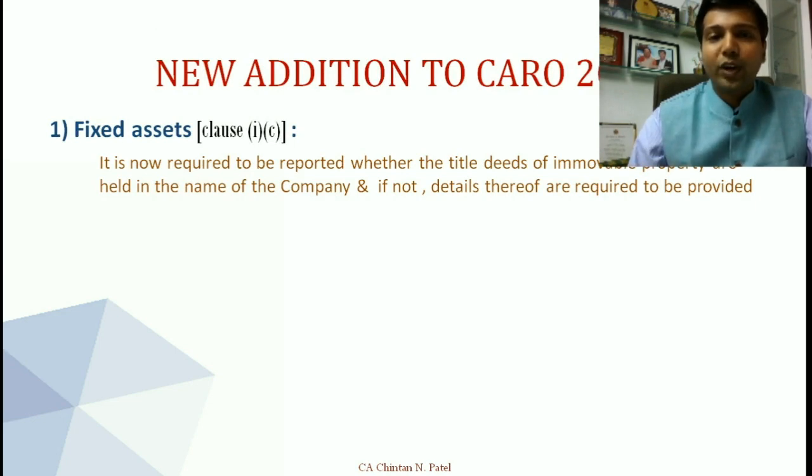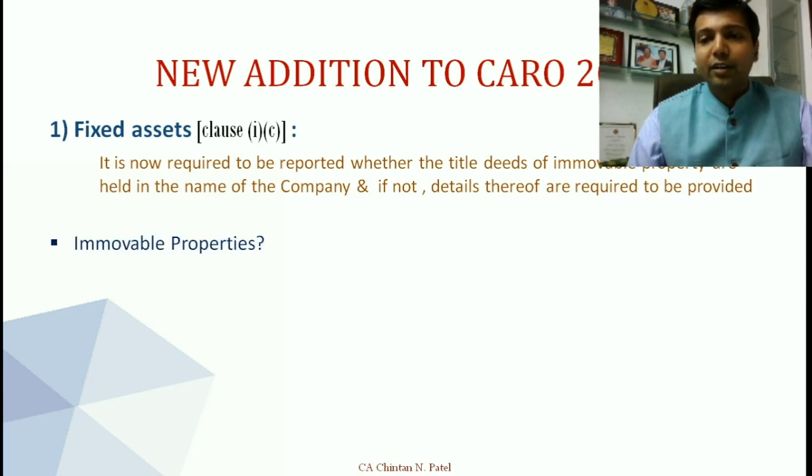Clause 1, sub-clause C, has been added in point number 3, which says that it is now required to be reported whether the title deeds of immovable property are held in the name of the company, and if not, details thereof are required to be provided.